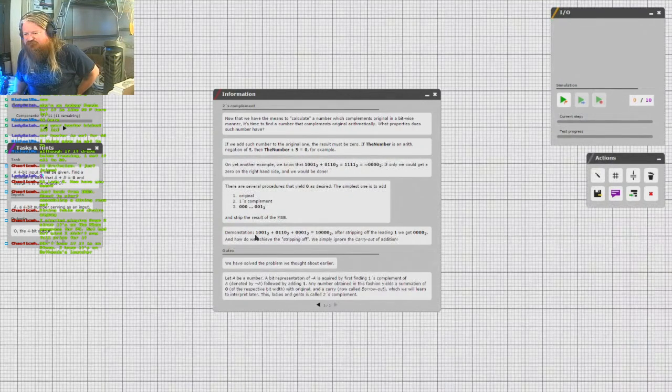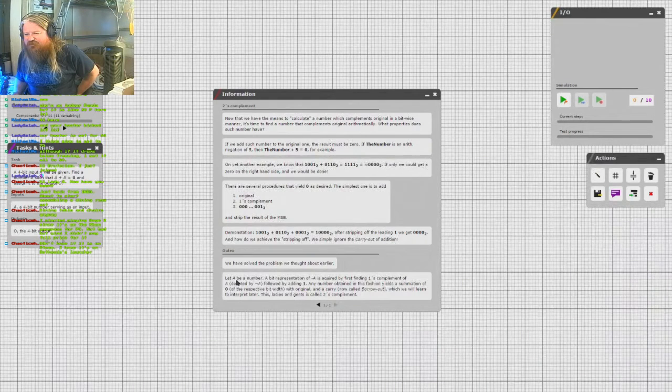a demonstration. So, 1001 base 2 plus 0110 base 2 plus 0001 base 2 equals 10000. After stripping off the leading 1, we get 0000 in base 2. And how do we achieve stripping off? We simply ignore the carry out of addition. We solve the problem we thought about earlier.